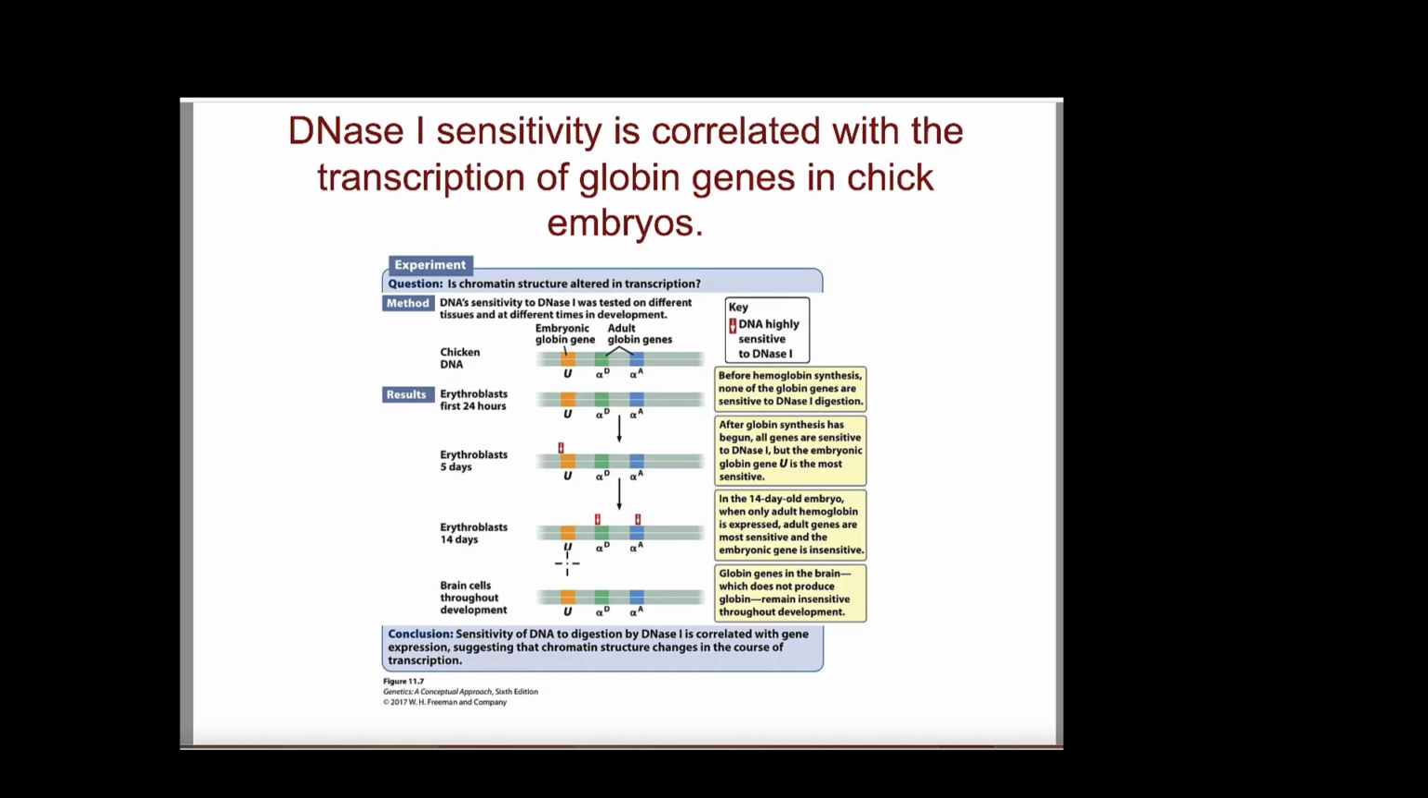All right. So I mentioned DNase 1 activity. I want to show just briefly, I won't stay on this, but DNase 1 sensitivity is correlated with transcription of some globin genes in chick embryos. Specifically the epsilon gene, it encodes embryonic hemoglobin. Okay. And there are different subsets of these genes, but you have the delta and the alpha genes that encode the adult hemoglobin. And the red arrows that you see here in this diagram indicate sites where DNase 1 can digest the DNA.